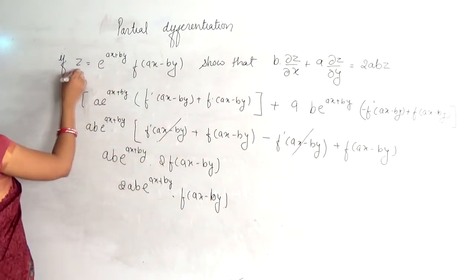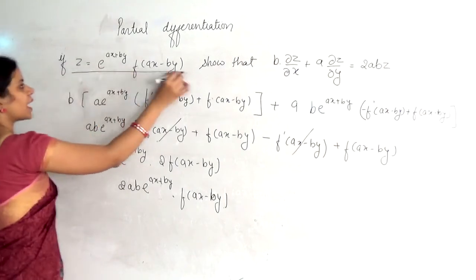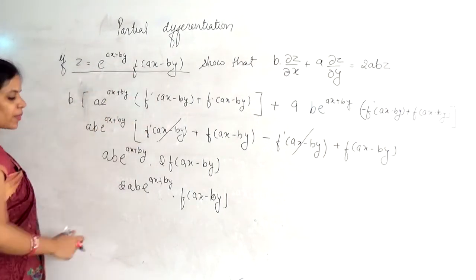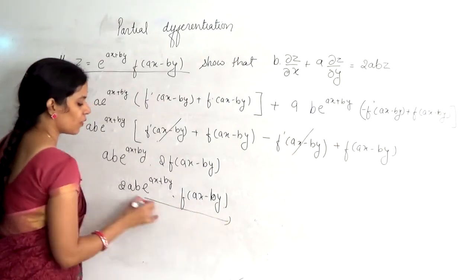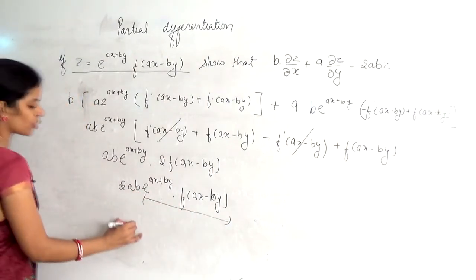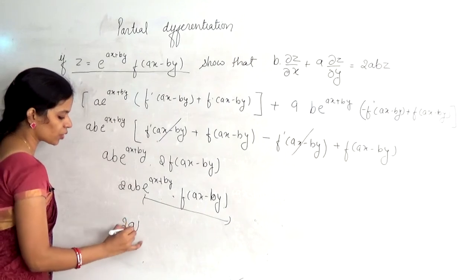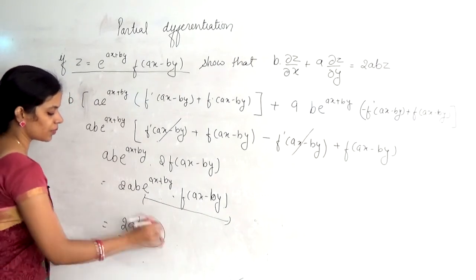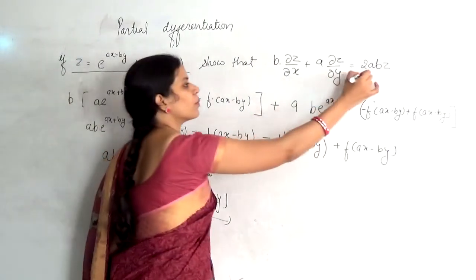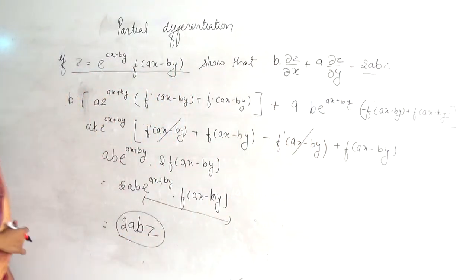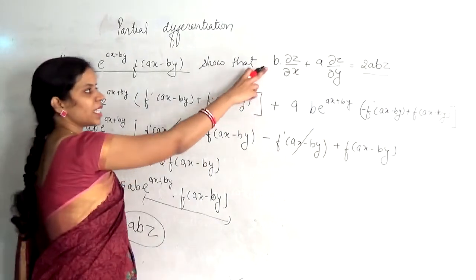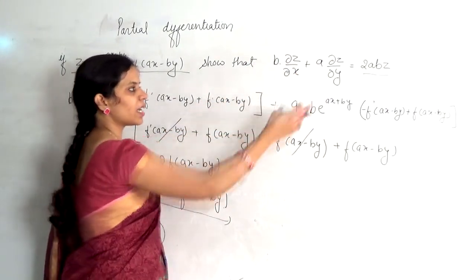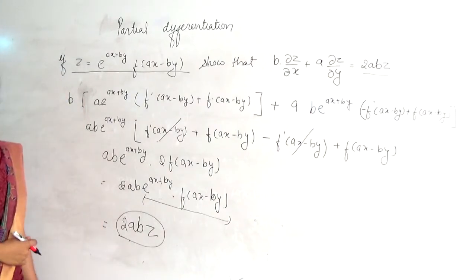From the equation we can see that the value of z is e to the power ax plus by into f(ax minus by). So here we can put z. So the value will be 2abz. This is the term which we had to prove. So in this equation we see that b ∂z/∂x plus a ∂z/∂y equals 2abz.